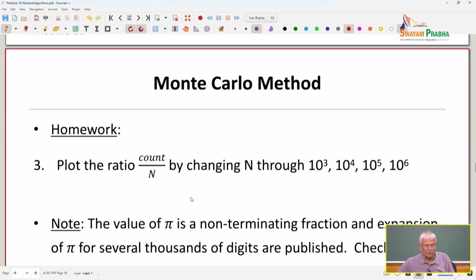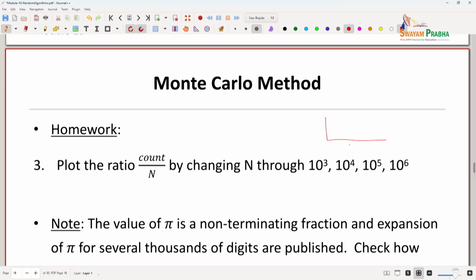So what is the homework for you? Plot the ratio count by n by changing n. I would like you to write a program for n equal to 10 to the power of 3, 10 to the power of 4, 10 to the power of 5, 10 to the power of 6. For each of these, you compute the count and plot n versus the estimate. So this is the experimentally determined value.